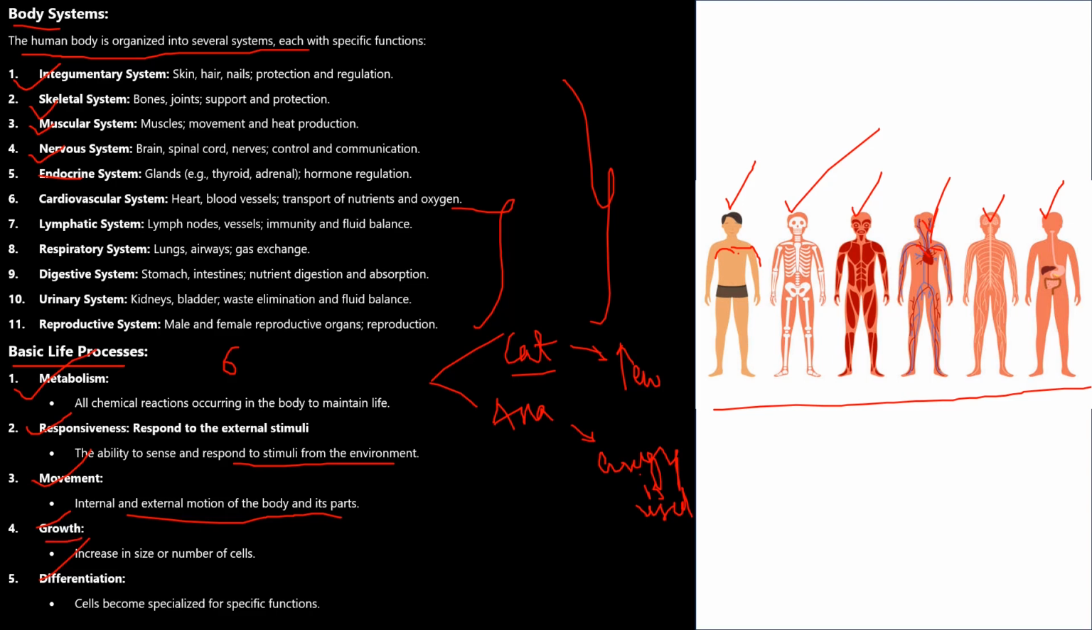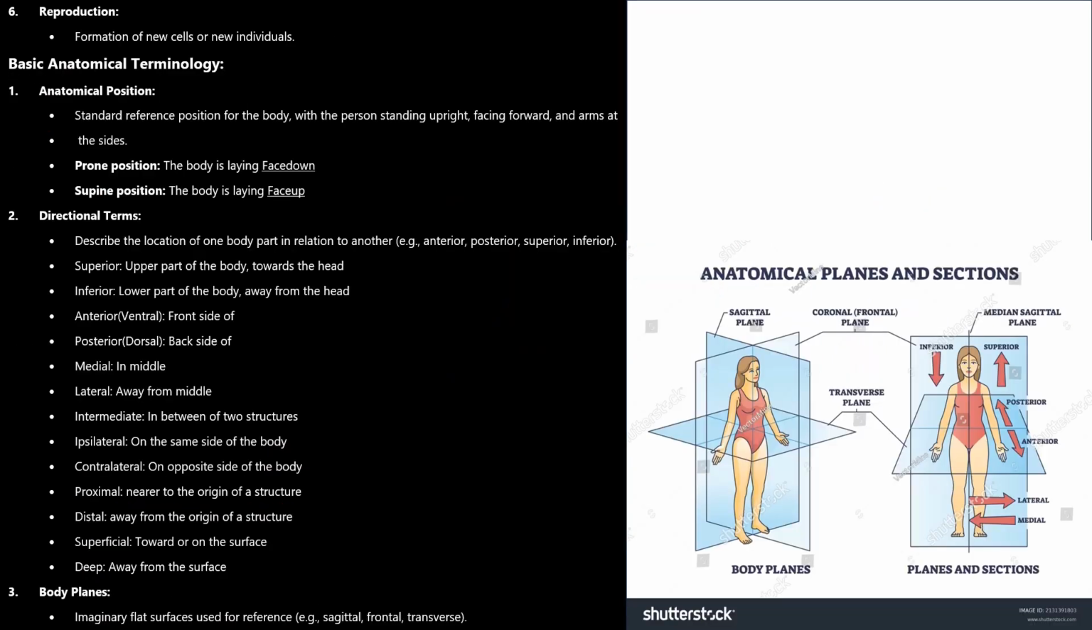Then next is growth, an increase in the size or number of cells. As your age grows, your size grows. Next is differentiation, where a cell becomes specialized for specific functions. Different cells are differentiated for performing different functions in our body. Moving on, next is reproduction, the formation of new cells or new individuals. This we all know.